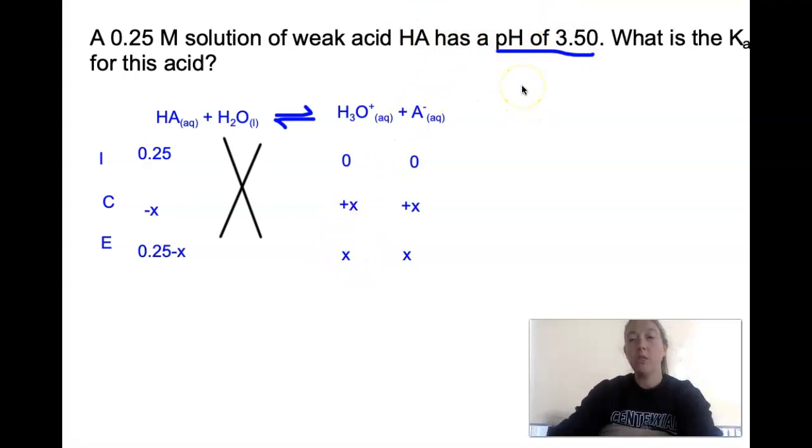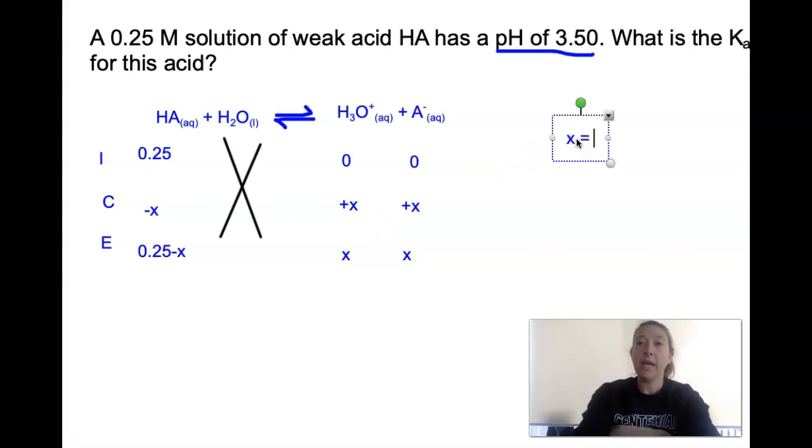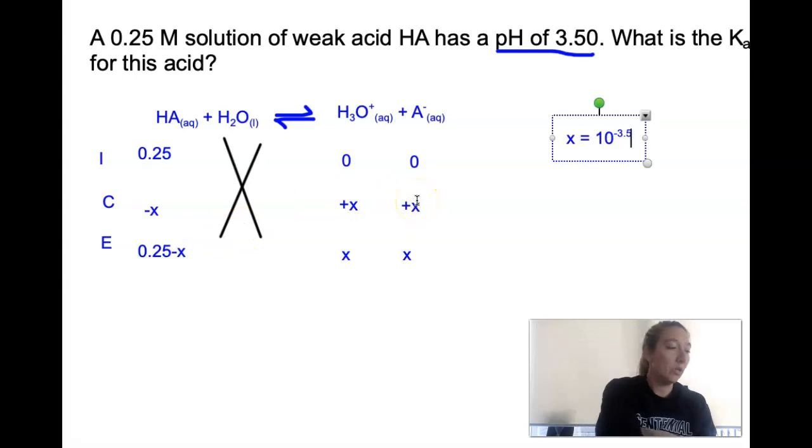If you think about your pH equations, we talked about the concentration of hydronium is equal to 10 to the negative pH. So I know that X has to equal 10 to the negative 3.5. I personally tend to leave X as 10 to the negative 3.5 when I sub it in, because if you actually do 10 to the negative 3.5, you get a gross number.